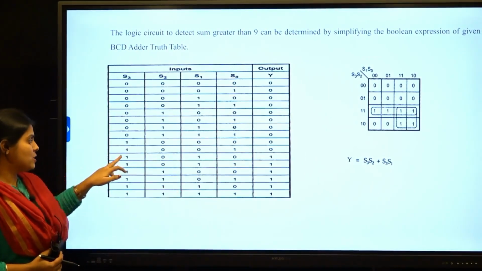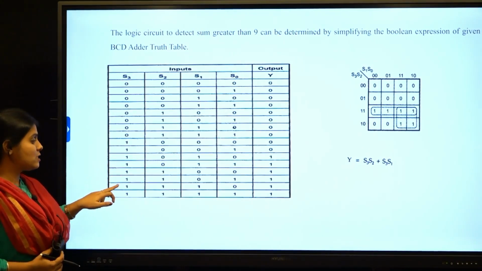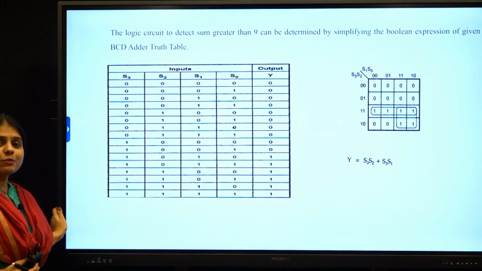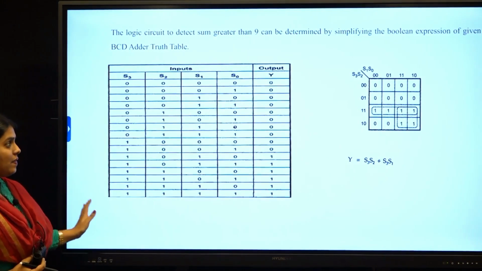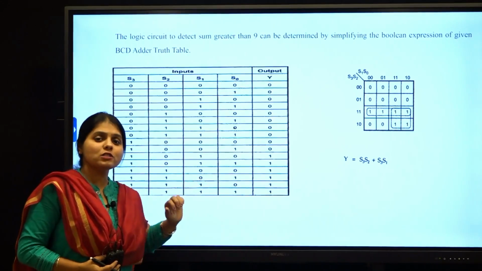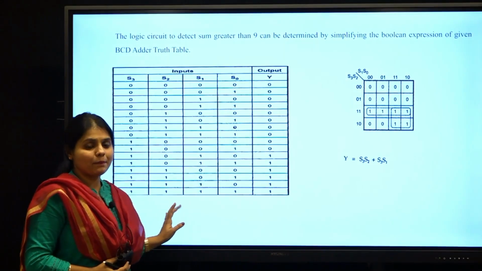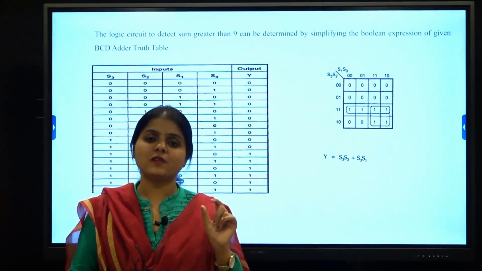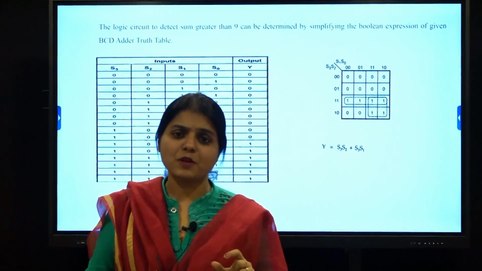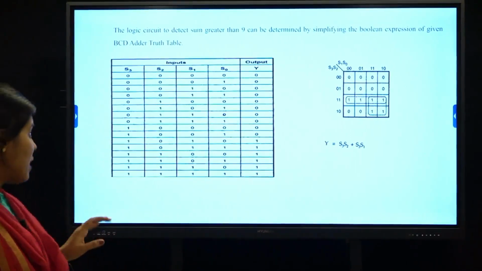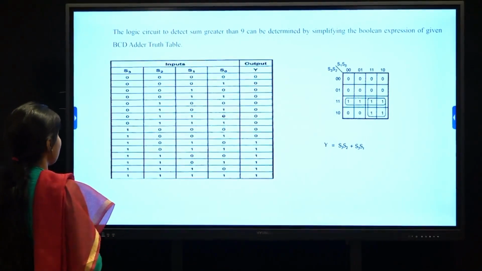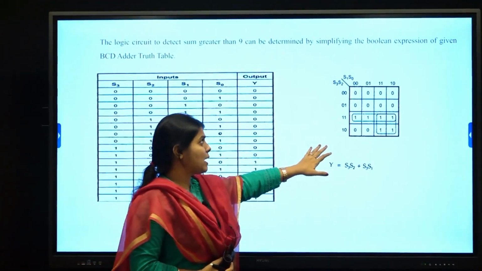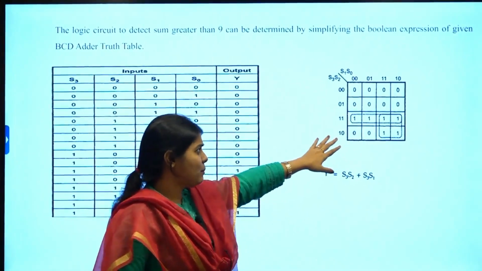For the extra numbers, that is 10, 11, 12, 13, 14, 15, I'll put the output as 1. Okay, so this would be the truth table for the decimal adder. Then I want to reduce the expression for the decimal adder using K-map as discussed earlier. For getting the reduced expression, we go for K-maps, right? So I am taking a 4 variable K-map because I have 4 inputs, S0, S1, S2, S3. I am putting the same onto the 4 variable K-map, and the minimization is done like this.